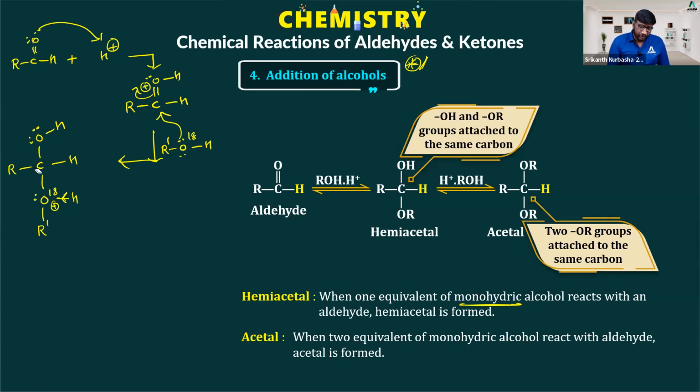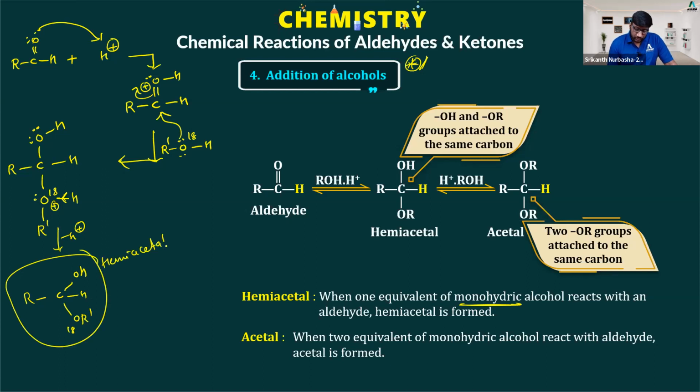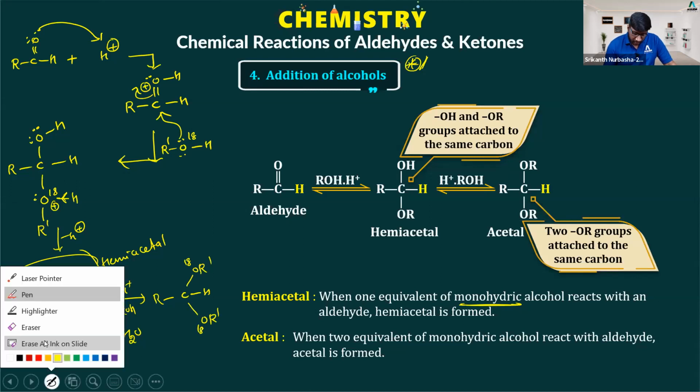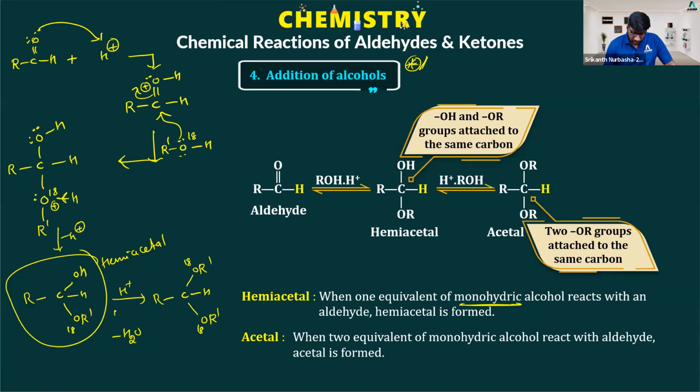because if I pick up the proton again and try to remove the water, I will get the ketone or aldehyde again. So instead of that, if you remove the H+, you will generate RCH(OH)(O18R'). This is nothing but your hemiacetal. This hemiacetal again reacts with H+ in the presence of ROH. Loss of water occurs, giving RCH(OR')(O18R') plus R'O18H. So this is nothing but your acetal.